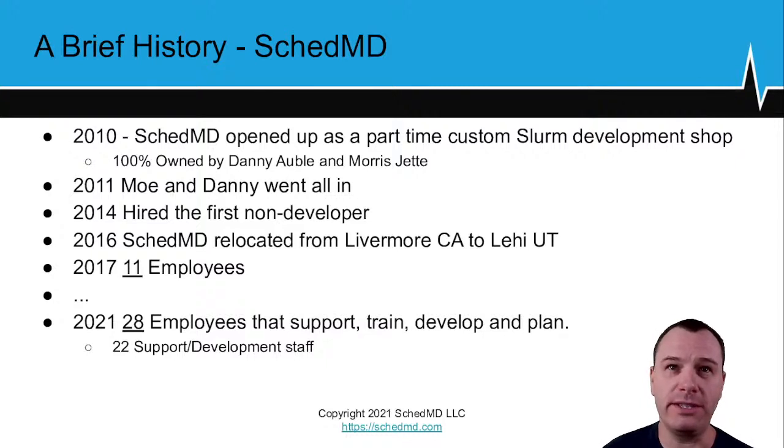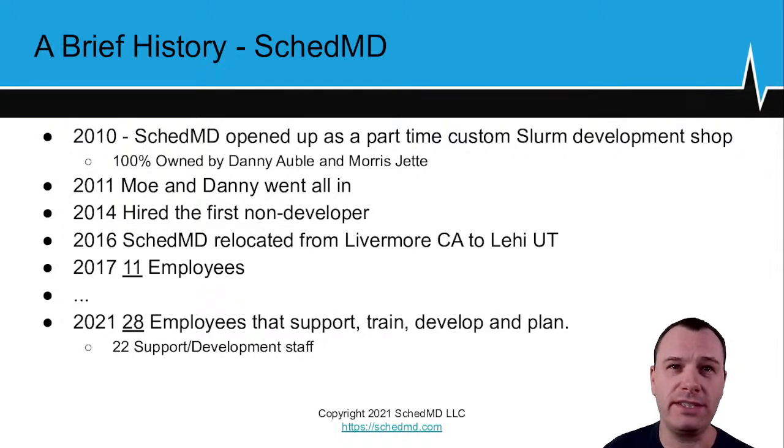As mentioned previously, Slurm has been around since 2002. SchedMD, as a company, was not far behind, following just 8 years later. SchedMD opened its doors in 2010, offering part-time customer Slurm development 100% owned by Danny Auble and Morris Jette. In 2011, Mo and Danny made SchedMD their full-time passion. In 2014, the team started to grow, and so did interest in Slurm.